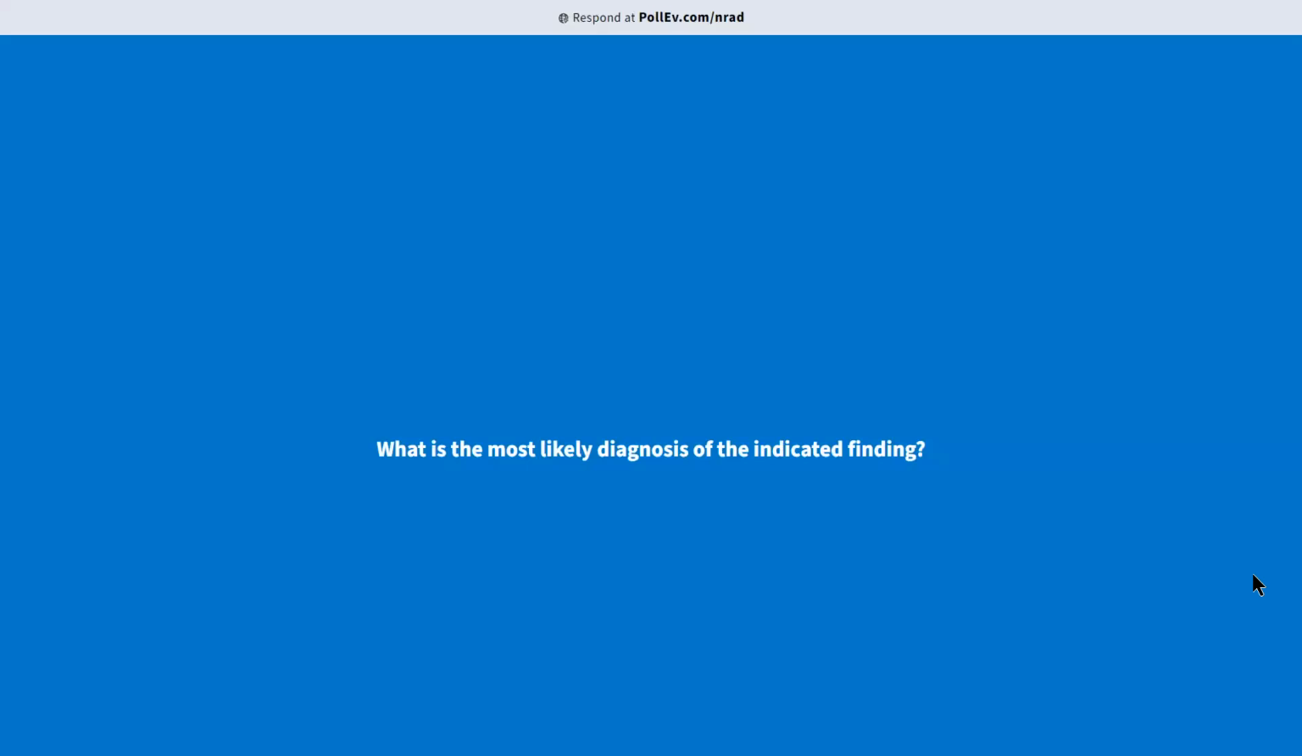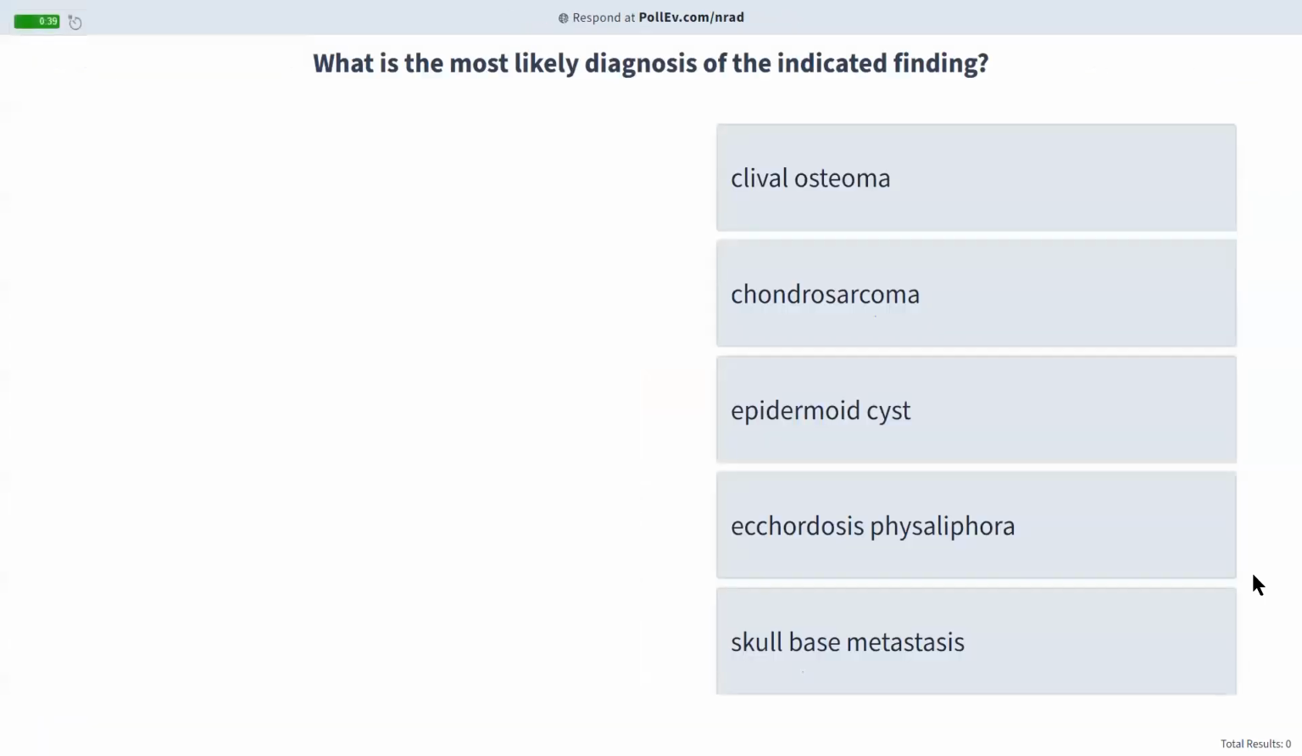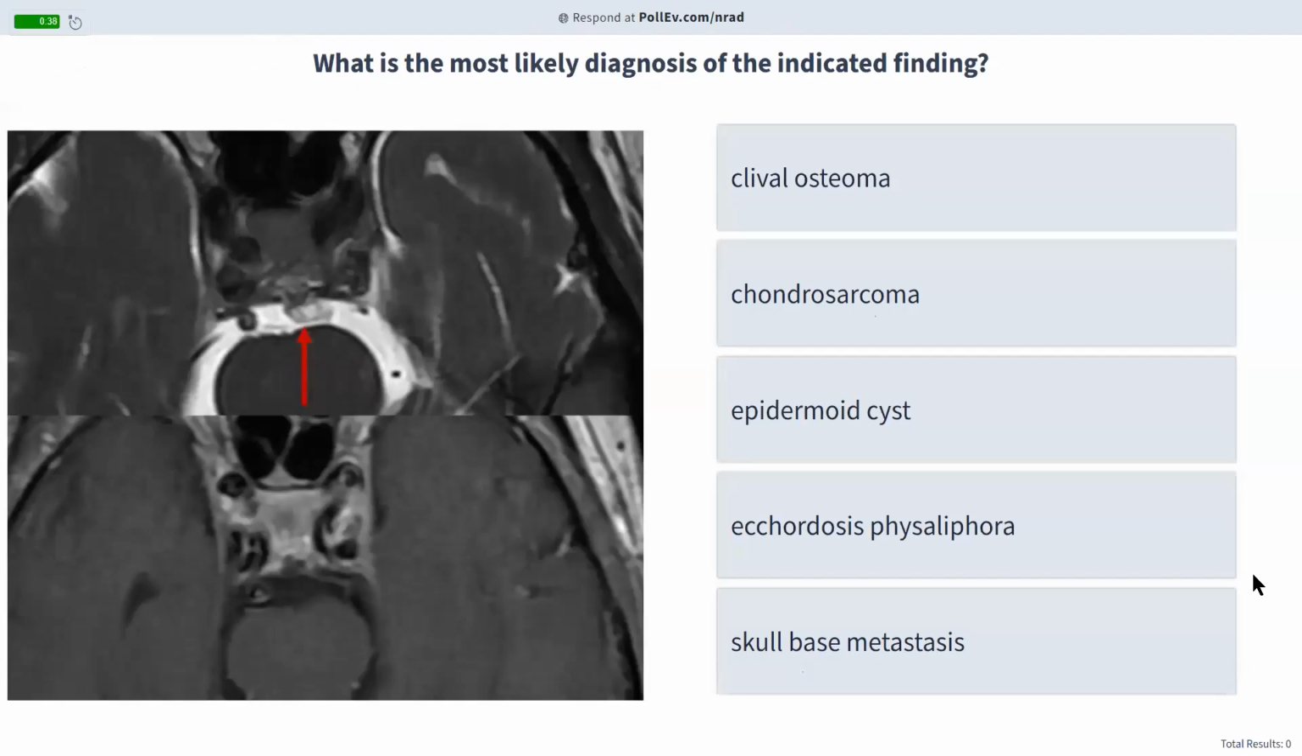Next question, what is the most likely diagnosis of the indicated finding here? This is incidental on an IAC protocol MRI performed for hearing loss. And you just notice a thing indicated there. This is your KISS or Fiesta sequence, heavily T2 weighted, and then this is a post-contrast T1 sequence at the same level.